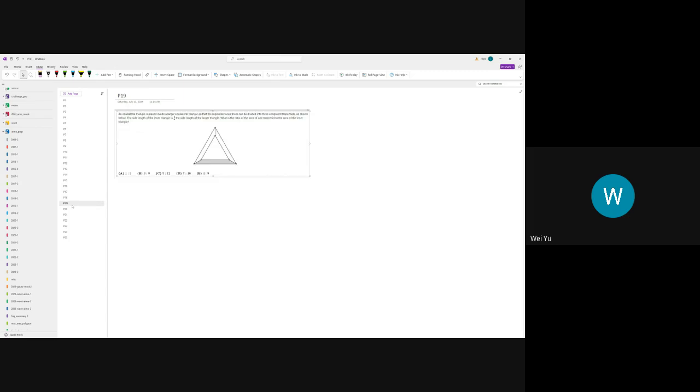Problem 19. An equilateral triangle is placed in a larger equilateral triangle so that these 3 trapezoids are congruent. The side length of the inner triangle is 2/3 of the side length of the larger triangle. So we have to find the ratio of this to this.